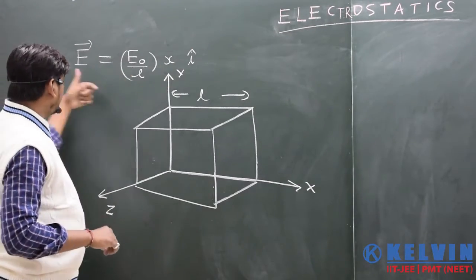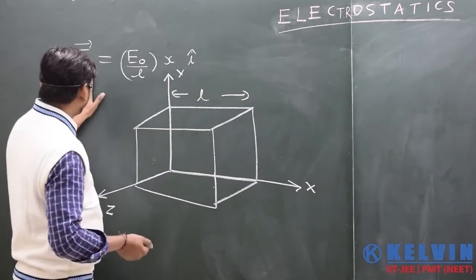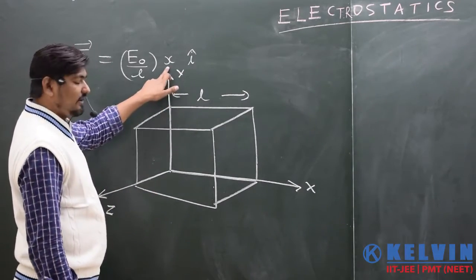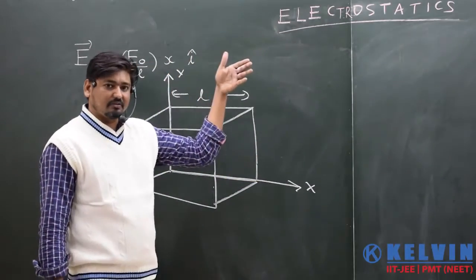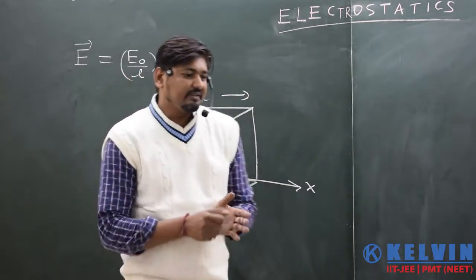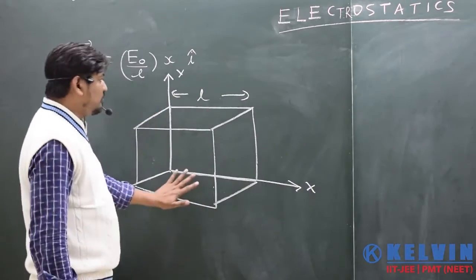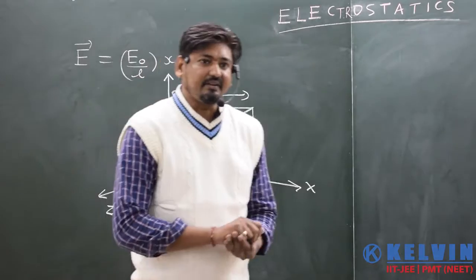So in this particular space, the electric field is given by this equation, which varies with the x coordinate like this and points in the x direction. Now the question is, what is the total flux crossing through the cube and what is the total charge enclosed inside the cube?